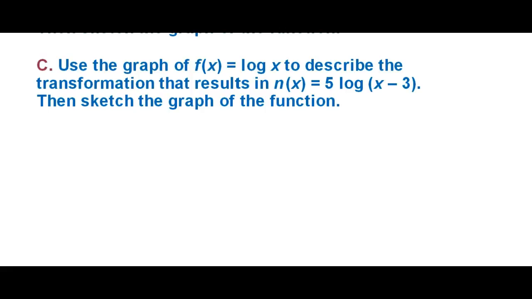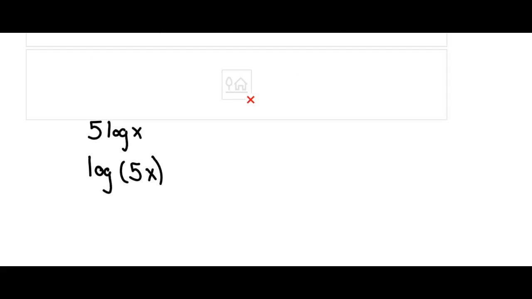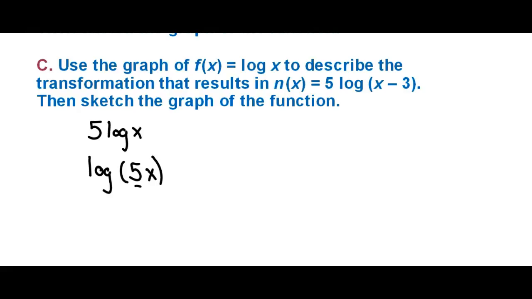Finally, let's look at this last example. Notice we're dealing with something like 5 log of x for n of x. And since this 5 is on the outside, it's going to expand it vertically. However, realize if we had something like log 5 of x, that would cause a horizontal contraction. Remember, it's the opposite when it's on the inside. So not only will that expand it vertically, but also we're going to see movement 3 to the right. Since that's on the inside, negatives are going to move our graph to the right.